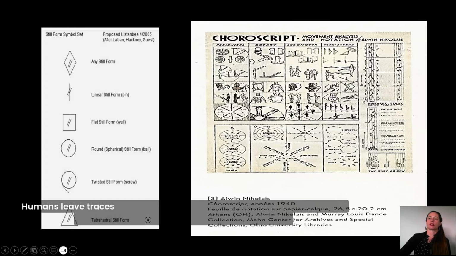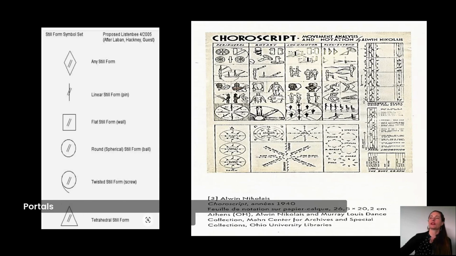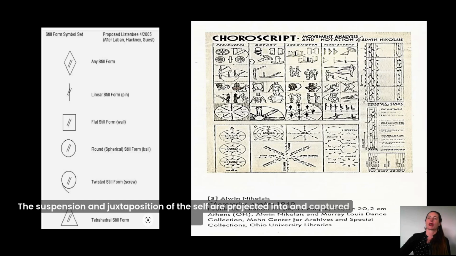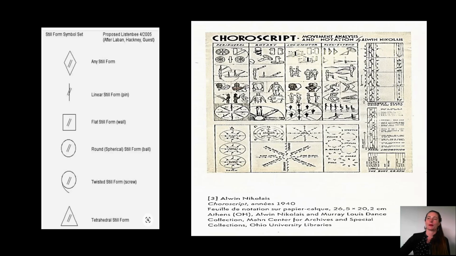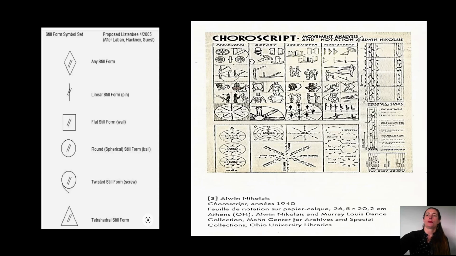Humans leave traces of presence in the landscape and in digital spaces in which ecologies of place, space and time merge. Portals to Venus generates a discourse between the multiple layers of the self. The suspension and the juxtaposition of the self are projected into and captured in time. This language is also mirrored in the choreographic devices and the language of dance.